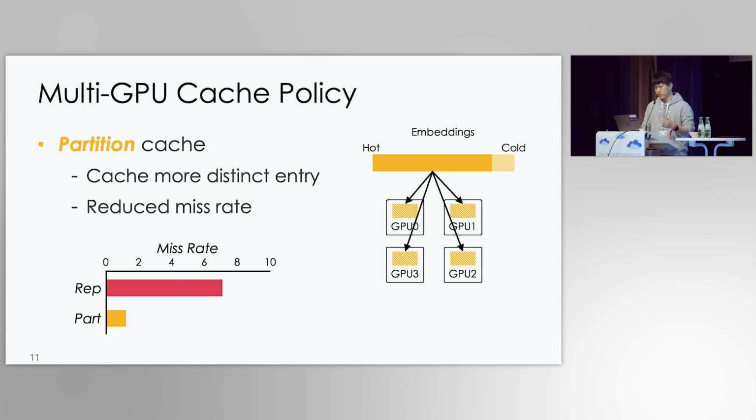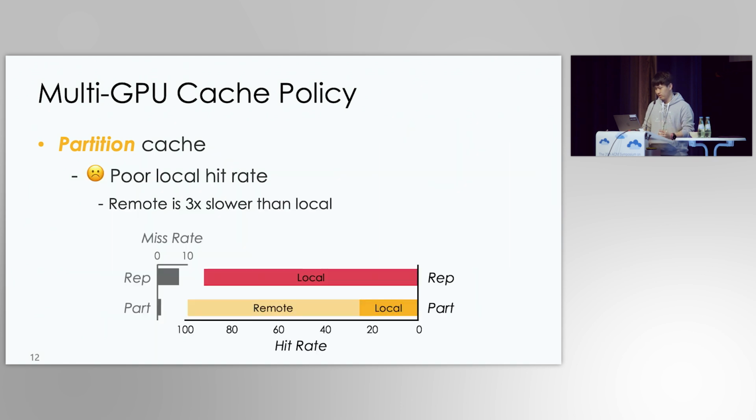Recent systems build a partition cache on the multi-GPU platform. This system divides the hot embedding entries evenly among the GPUs. Therefore, the cache capacity increases, reducing the miss rate. However, in partition cache, only a small portion of the cache hit requests hit in the local partition, and most of the cache hits need to be extracted from the remote GPU.